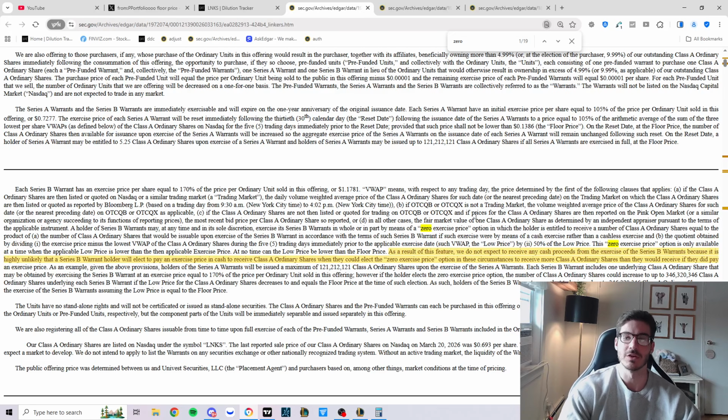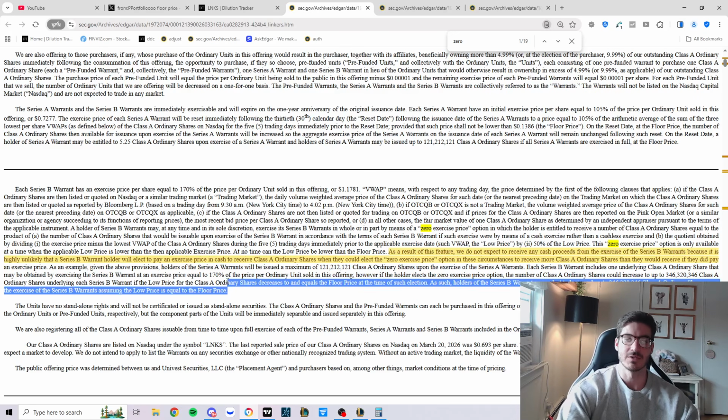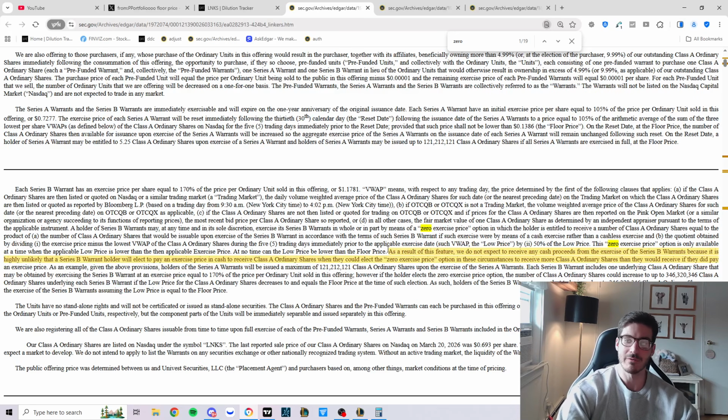They're literally telling you that they're going to sell cashless warrants. Hundreds of millions. Why would I ever touch this stock? Ever. Why would I ever touch this? It doesn't make any sense, right?